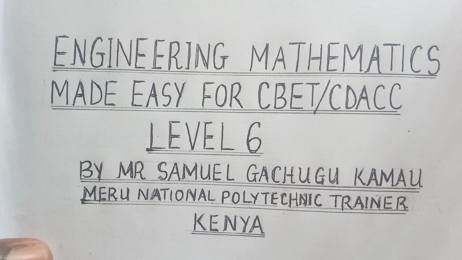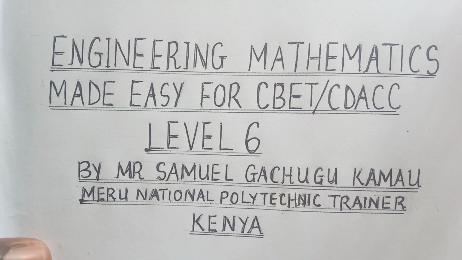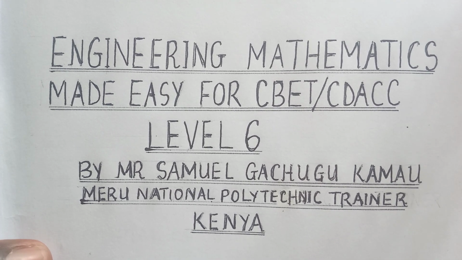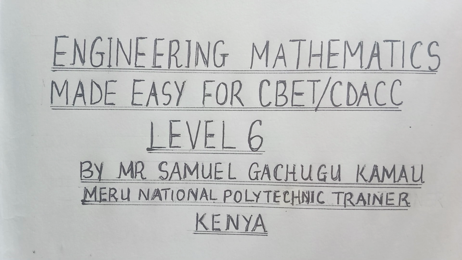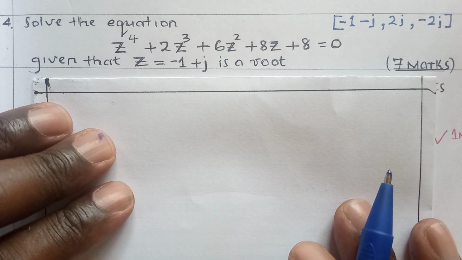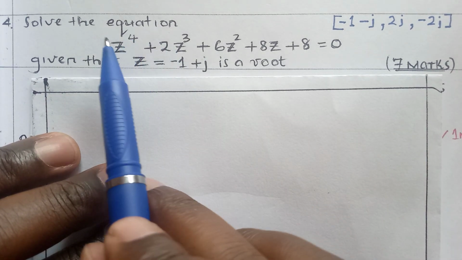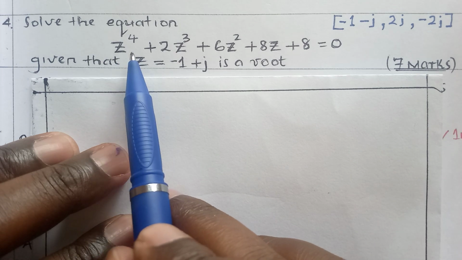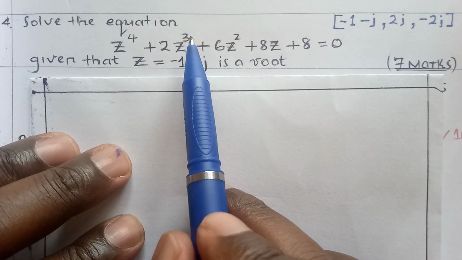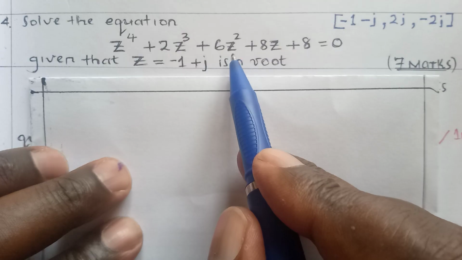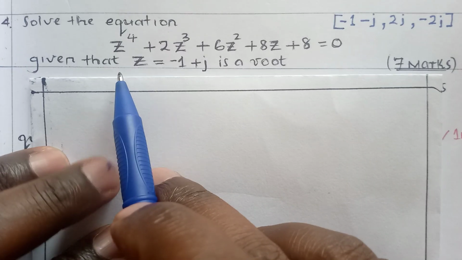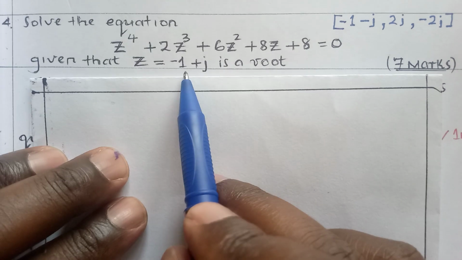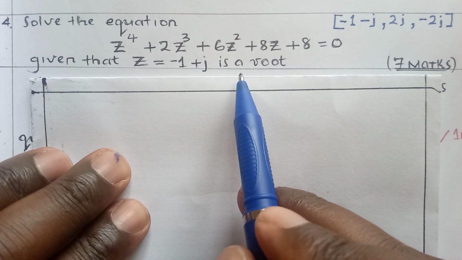So today, guys, we are going to look at complex numbers. Welcome as we journey together. Today we look at this question. Maybe I can read it. Solve the equation z raised to 4 plus 2z raised to 3 plus 6z raised to 2 plus 8z plus 8 is equal to 0, given that z is equal to negative 1 plus j is a root.